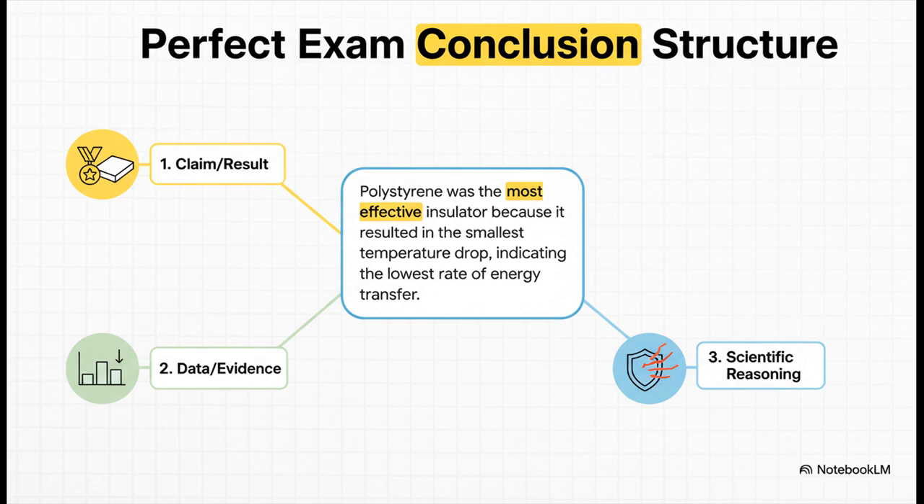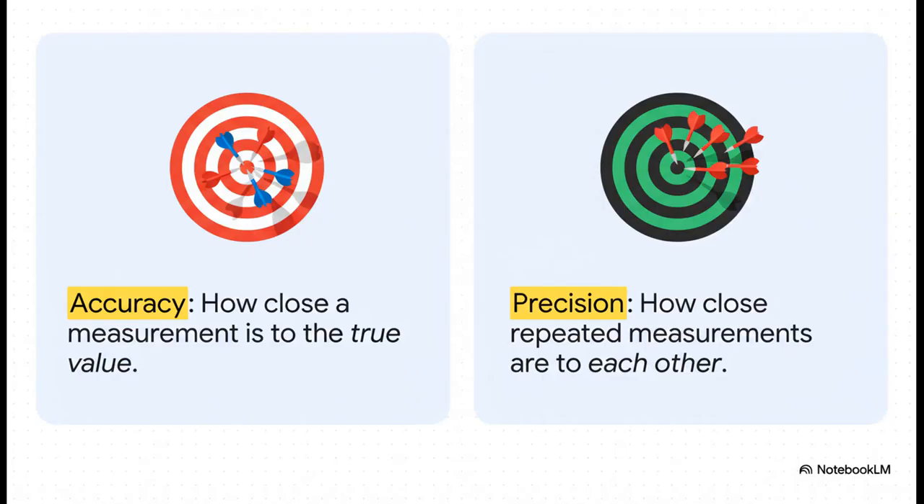And finally, it links it all back to the evidence from your experiment, resulting in the smallest temperature drop. Claim, reason, evidence. You write that? You're getting top marks.